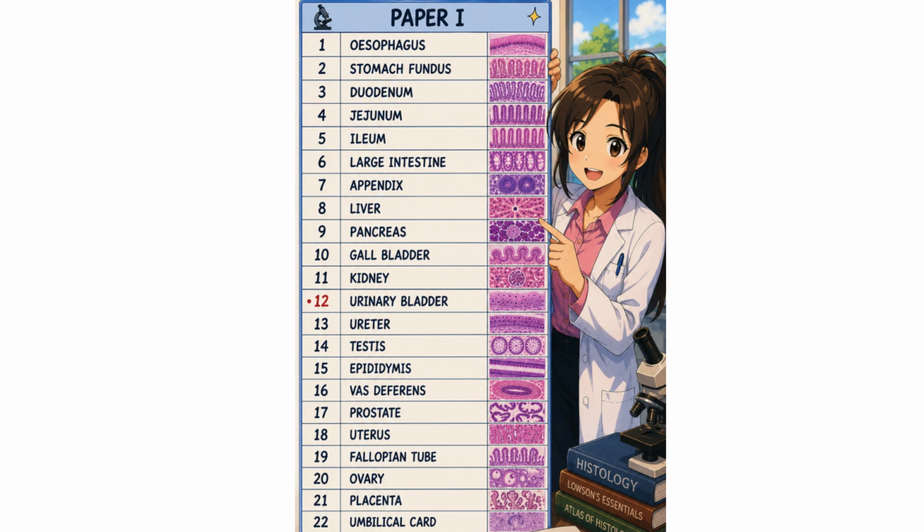Now coming to urinary system, you have kidney. The identification points are you have outer cortex and inner medulla. Renal corpuscles are formed by glomerulus and Bowman's capsule. Both Bowman's capsule and glomerulus combine to form renal corpuscle. So cortex has renal corpuscles and convoluted tubules. Medulla has straight tubules, loop of Henle, collecting ducts and pyramids.